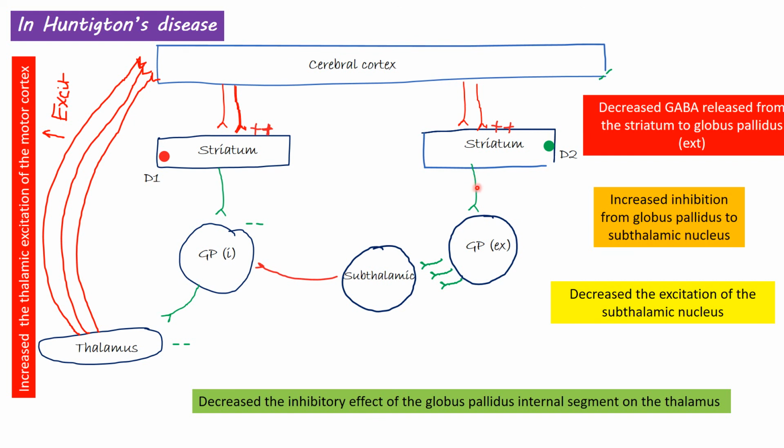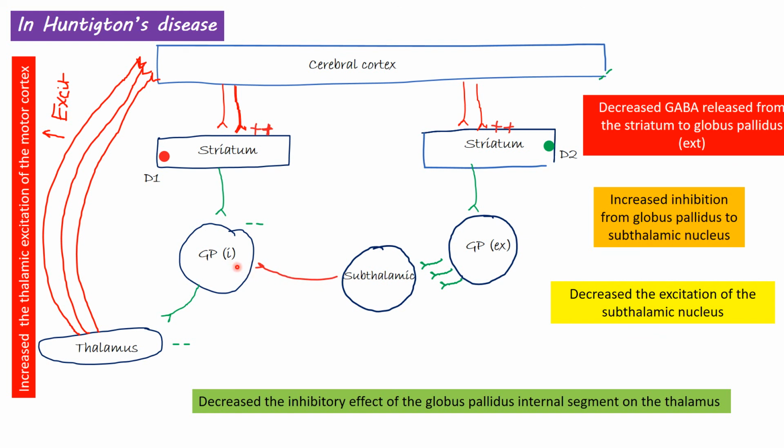We have degeneration of the GABAergic neurons connecting the striatum with the globus pallidus. So the globus pallidus neurons, especially the external segment, become disinhibited. When these neurons become disinhibited, we can say that they are excited, leading to more release of GABA on the subthalamic nucleus, inhibiting the subthalamic nucleus. And this will decrease the excitation coming from the subthalamic nucleus to the globus pallidus internal segment.